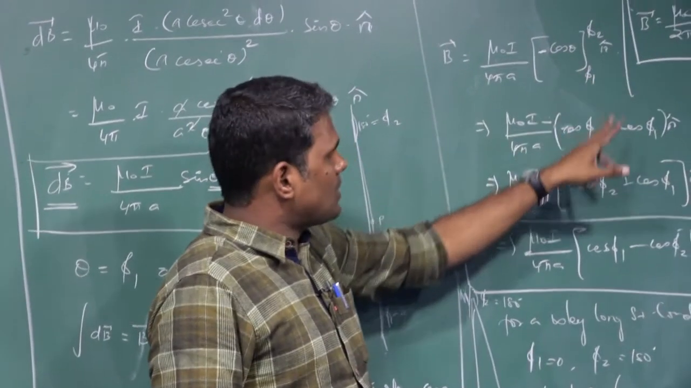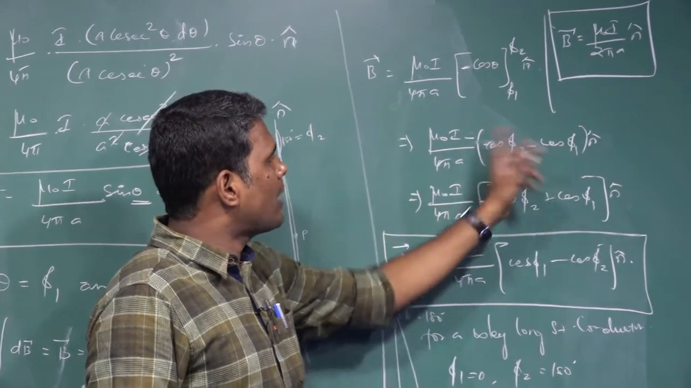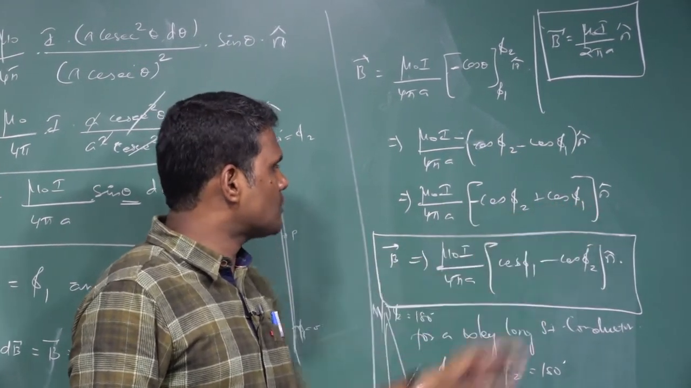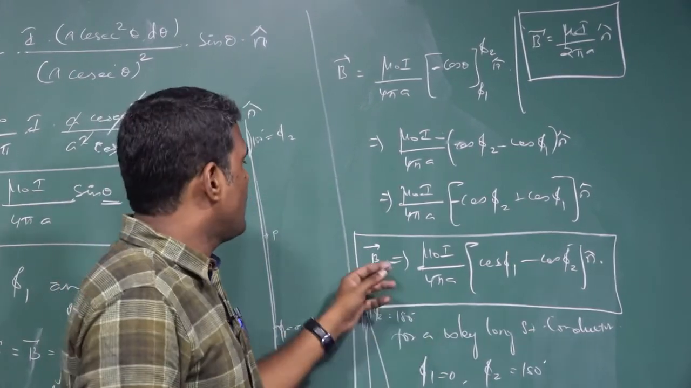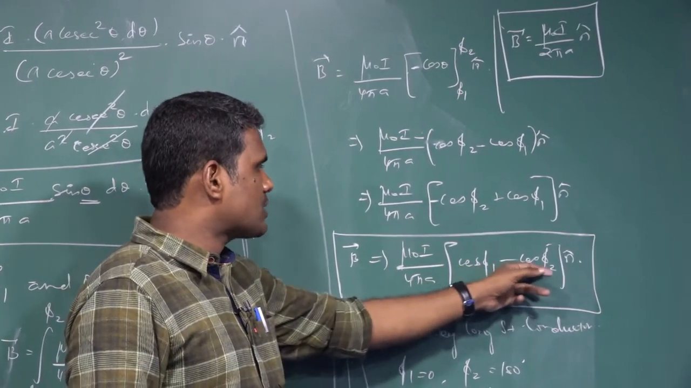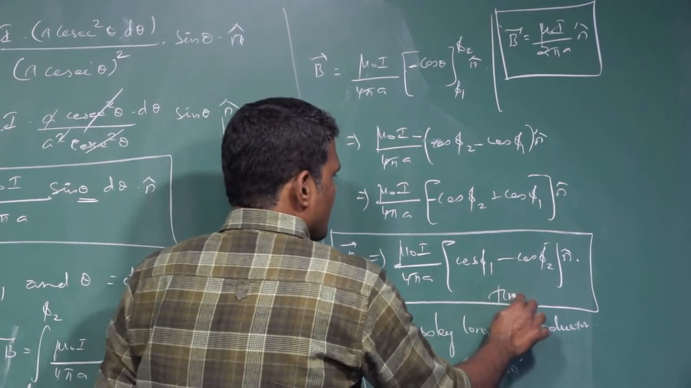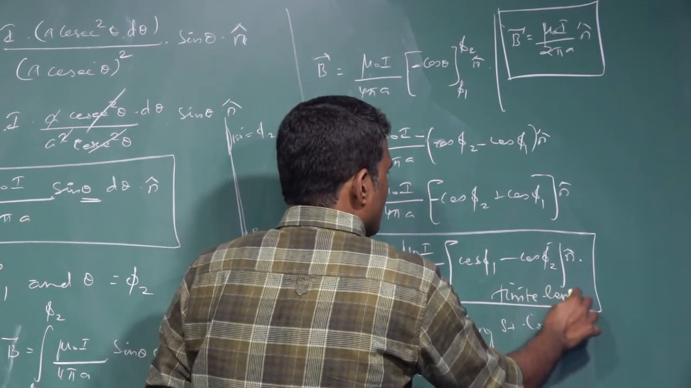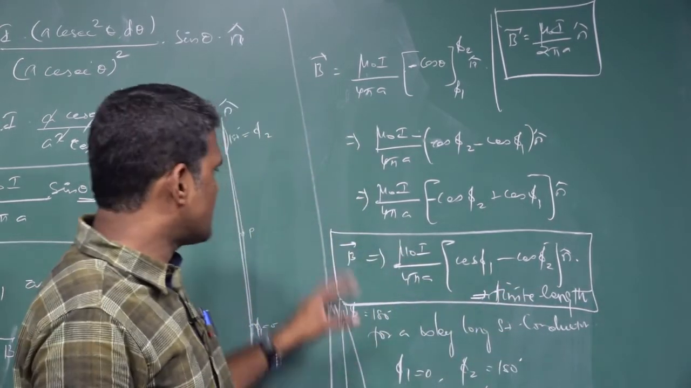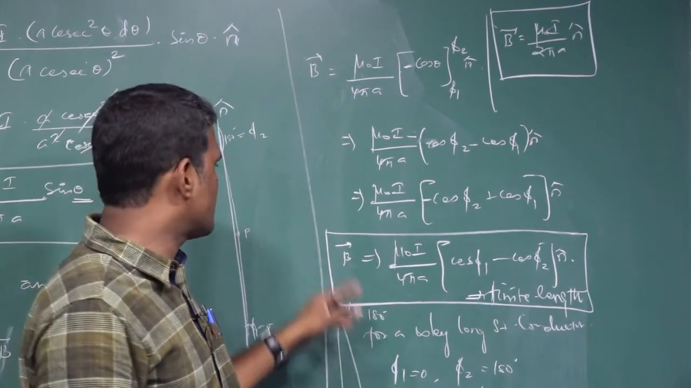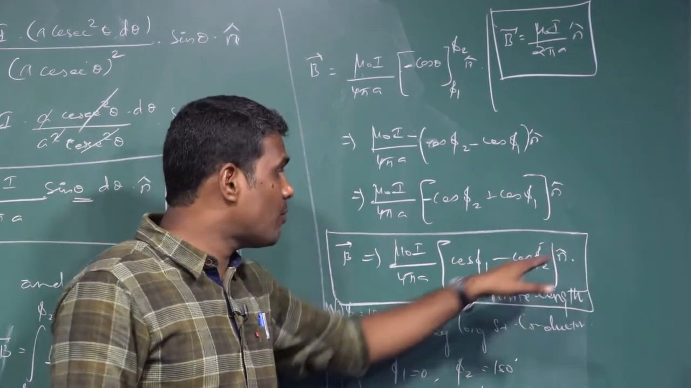On substituting the limits, minus is taken out here, cos phi2 minus cos phi1, minus is introduced, minus cos phi2 plus cos phi1. So this conversion is important. You have to carefully go through it. B vector equals mu naught I by 4 pi a, cos phi1 minus cos phi2, into n cap. This is for a finite length of the conductor. Don't forget. For a finite length of the conductor, the magnetic field is given by B vector equals mu naught I by 4 pi a into cos phi1 minus cos phi2 into n cap, in the form of vectors.